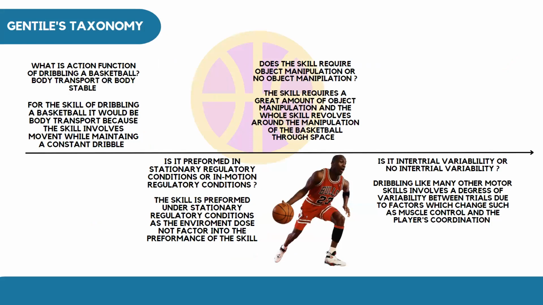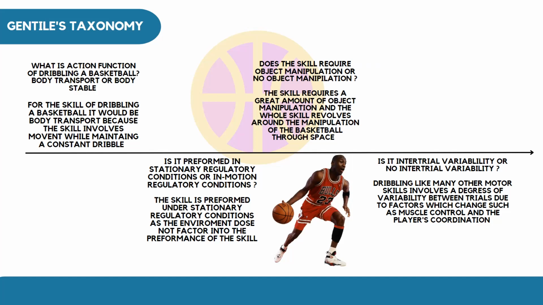As for Gentile's taxonomy, what is the function of dribbling a basketball? Body transport or body stable? For the skill of dribbling a basketball, it would be body transport because the skill involves movement while maintaining a constant dribble. Does the skill require object manipulation or no object manipulation? The skill requires a great amount of object manipulation because you're moving the ball as compared to the ball moving to you.